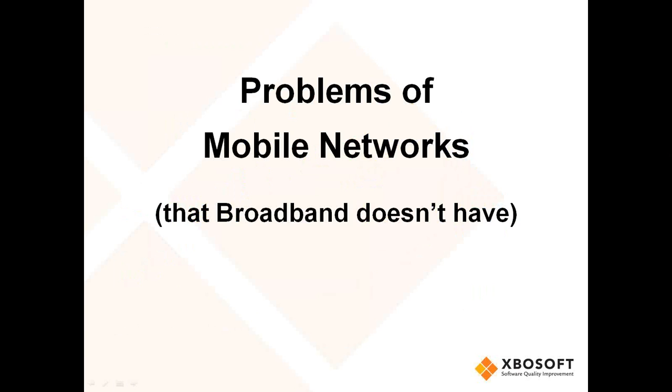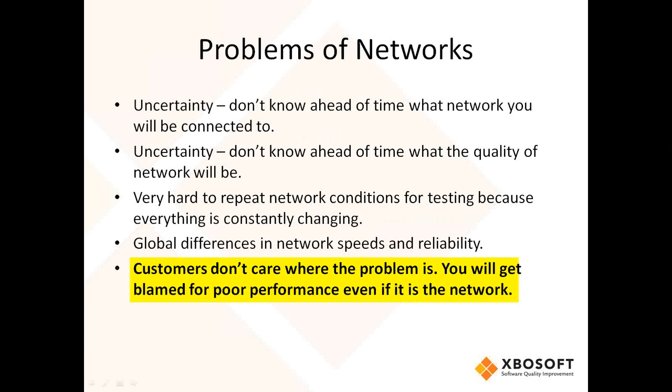So let's take a look at some of the problems of mobile networks that broadband really doesn't have. Okay, uncertainty. You don't know ahead of time what network you'll be connected to, as we just looked at. You don't know ahead of time what the quality of the network will be. And when you're testing, it's very hard to repeat the conditions because everything is constantly changing, especially with the global differences in network speeds and reliability.